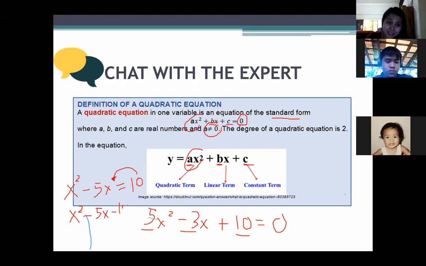Minus 10 equals 0. Now, what's the value of a? Here, there's nothing written, right? So the value of a is 1. Next, what's the value of b? Negative 5. And what's the value of c? Negative 10. Now, let's have more practice exercises.